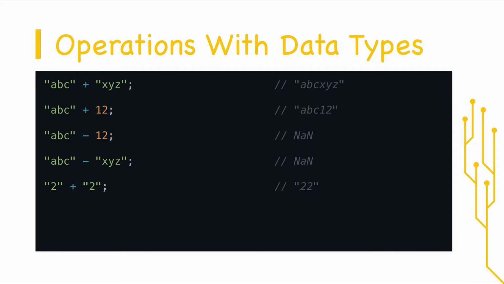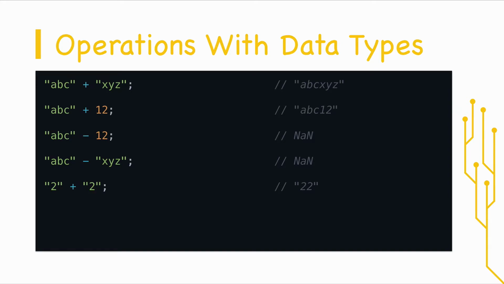So we have the string 2 plus another string 2. And the result is not 4. The result is a string 22. And that is a big difference, because normally you would expect 2 plus 2 to return the number 4. However, in this case, because these two values are strings and not numbers, JavaScript doesn't actually add them together in a mathematical sense. It just concatenates two strings together.